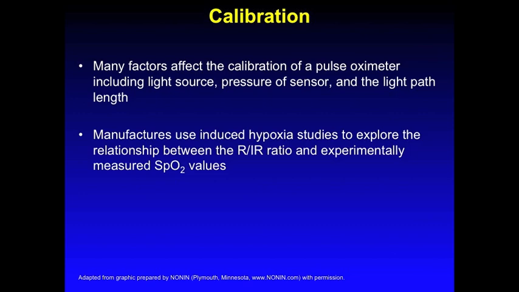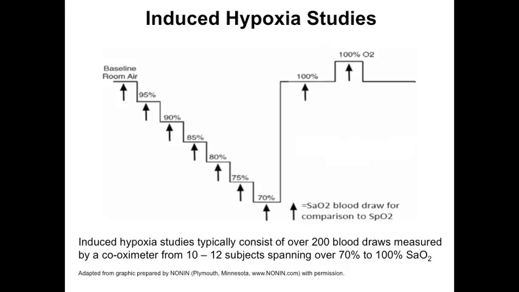Many factors affect the calibration of pulse oximeters, including light source, pressure of sensor, and the light path length. Manufacturers used induced hypoxia studies to explore the relationship between the R/IR ratio and the experimentally measured SpO2 values. A typical hypoxia study consists of over 200 blood draws measured by a laboratory oximeter from 10 to 12 subjects spanning over 70% to 100% oxygen saturation.